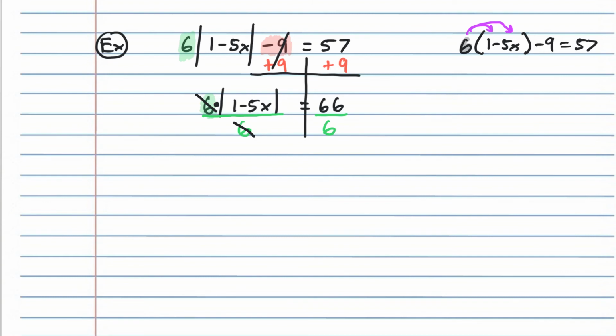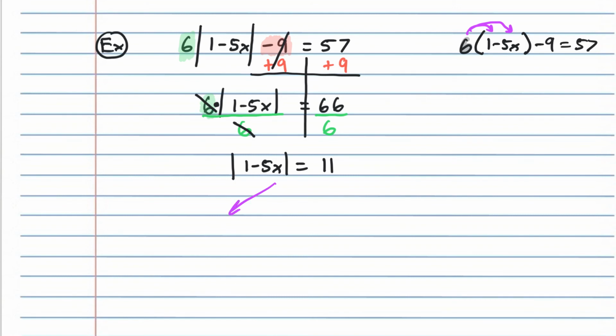So we have the absolute value of 1 minus 5x. And then on the right side, we have 66 divided by 6 gives you 11. Now we're back to what we're familiar with. Now you can go ahead and split the equation up into its 2 cases. Again, this is a very long question. It's very, very intricate. So let's split it up.